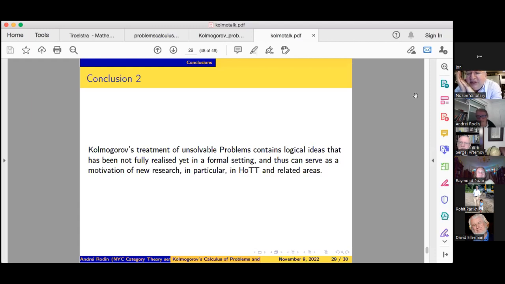I just have a quick thing. Is there some type of truncation between problems and propositions? Yes, truncation is a standard notion in HoTT, homotopy type theory, right? Then the rest is, of course, interpretation.